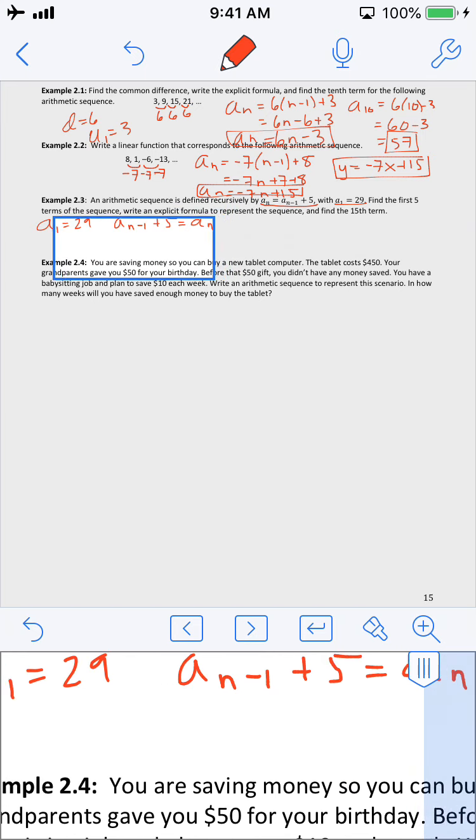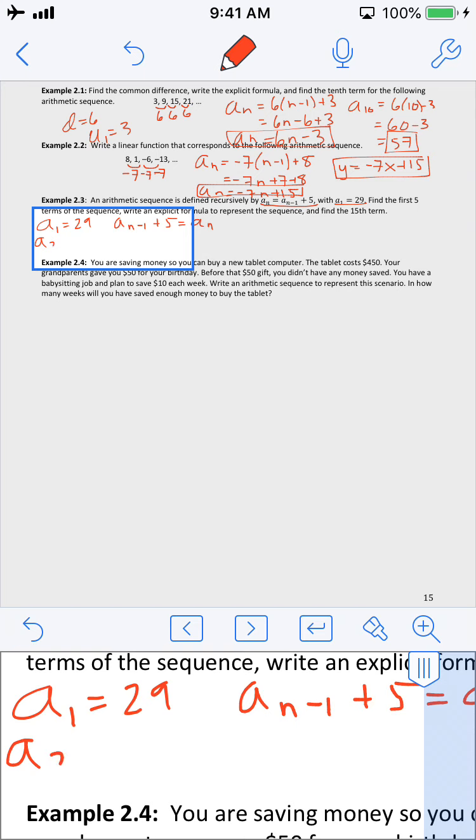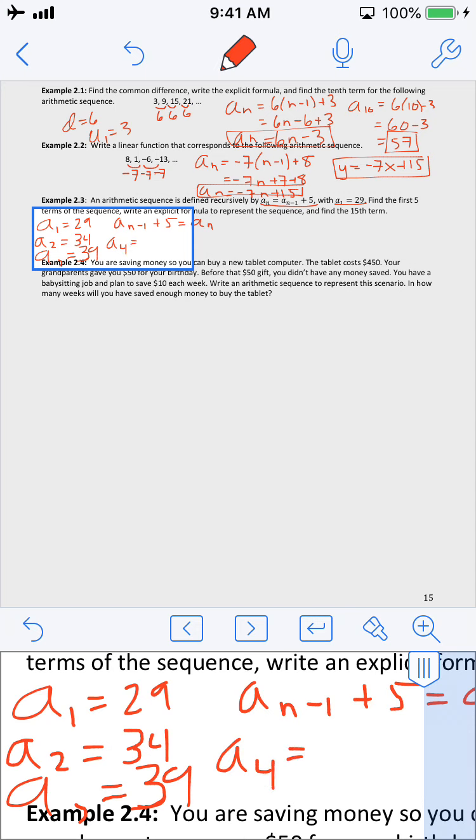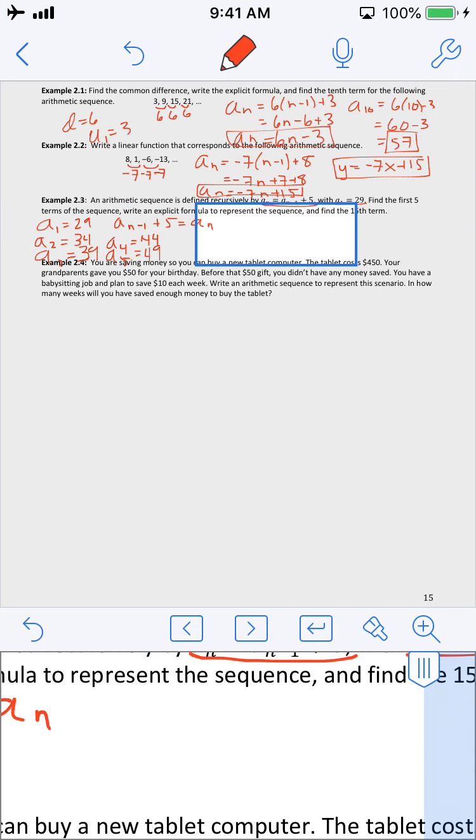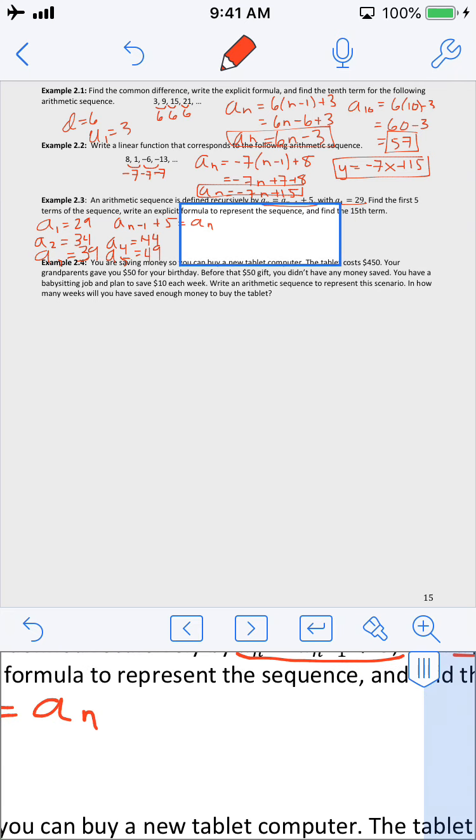So that means A2 would be plus 5, 34. A3 plus 5, 39. A4 plus 5, 44. And A5 plus 5, 49. There's the first 5 terms of the sequence. Notice that's really easy to do when you have a recursive and you know that pattern, right?